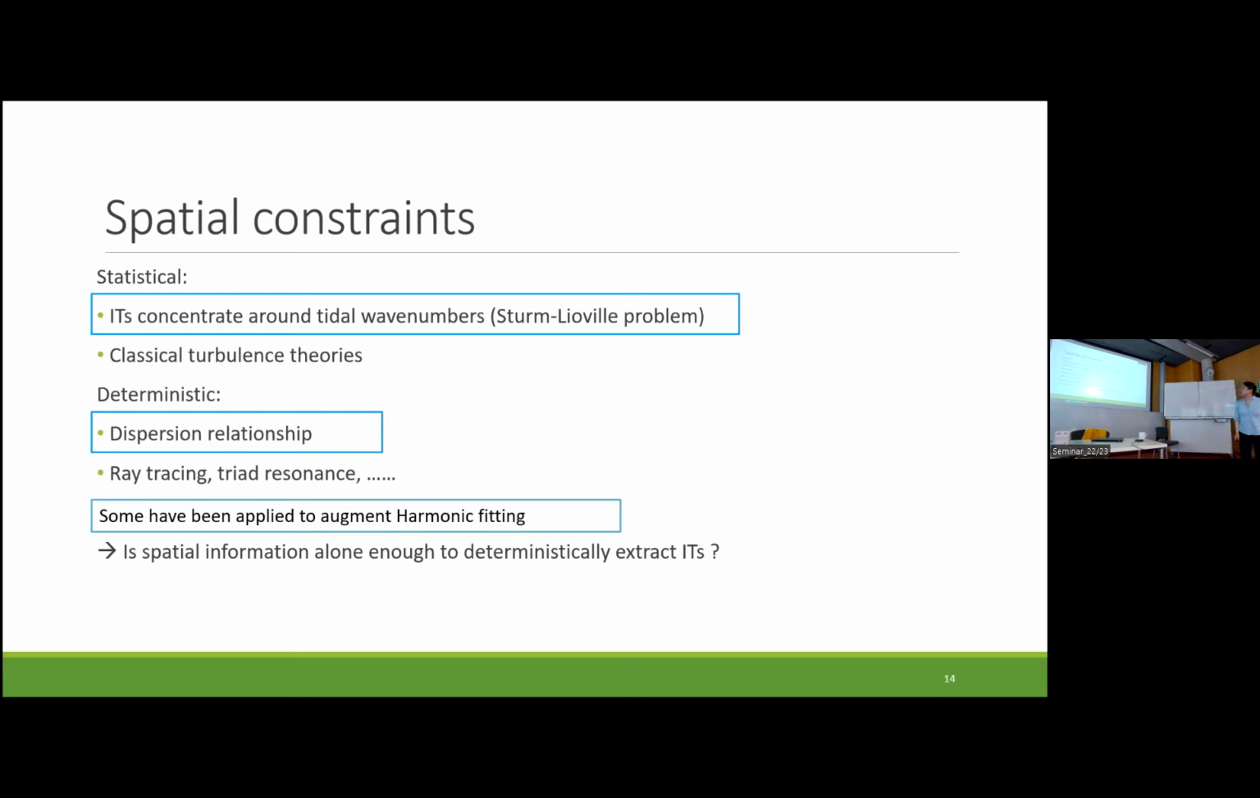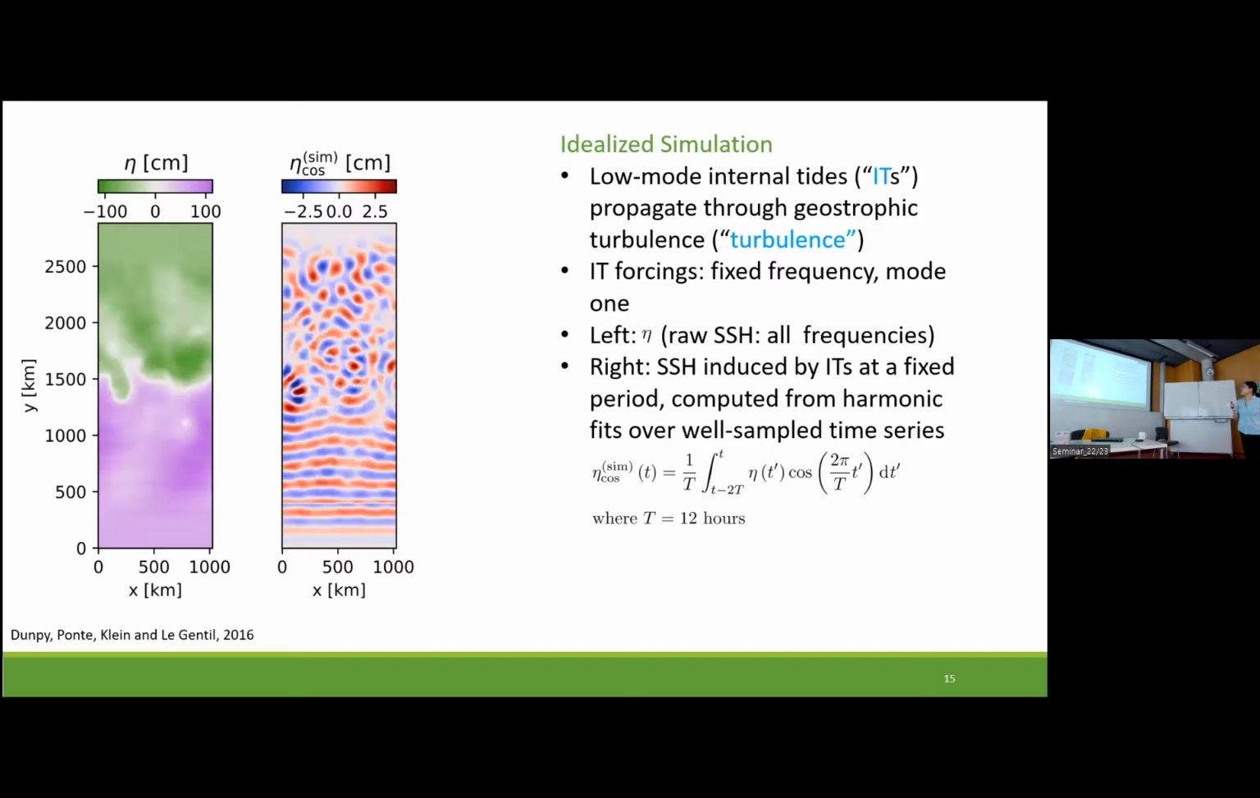And we are wondering, with Nicholas in Toronto, that since so much information is not actually used in fitting the tidal signals, maybe we can find some algorithm that tries to make more use of the spatial information. And it will go one step bolder. We ask this very bold question on whether spatial information alone is enough to deterministically extract internal tides. So this was just an experiment we tried to do, but it turned out to be pretty successful.